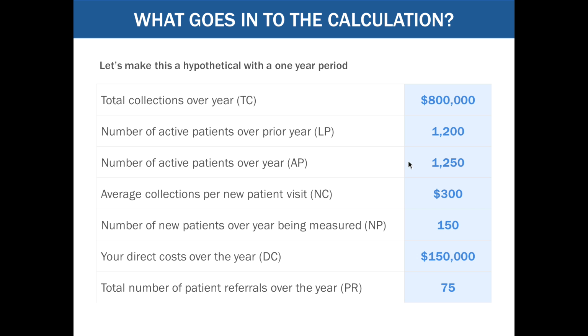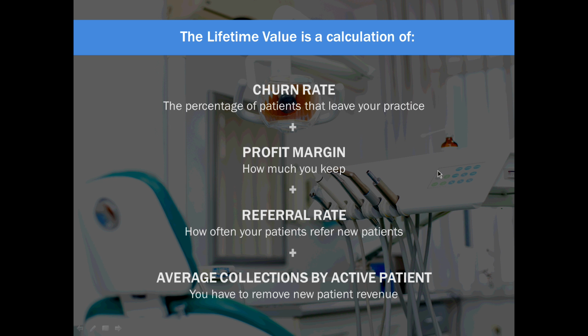So the 1,200 is, for instance, it's now 2015. This would be like the end of 2013, and 1,250 would be the end of 2014 as a way to kind of break that down into a more real-world type example. So these are the different variables. These are the different numbers that go into it.